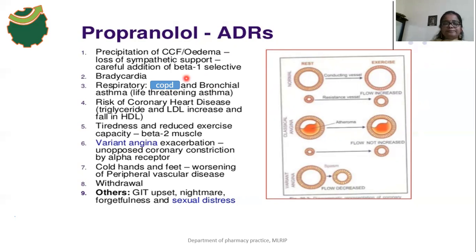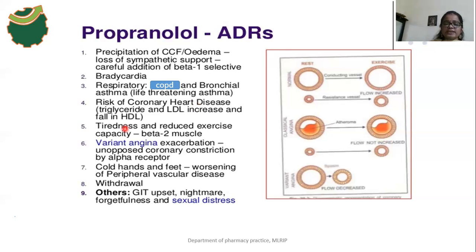The risk of coronary artery disease is also very high. Why? Because the effect of beta blockers on the metabolic system is that lipolysis decreases, meaning free fatty acid levels increase in our body, triglyceride levels increase, and LDL levels also increase. There is a fall in HDL, the good cholesterol, and the bad cholesterol and triglycerides increase. That's why the person might get coronary heart disease.